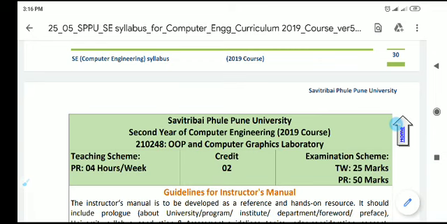Remember students, the OOP and computer graphics lab have 25 marks as term work and 50 marks for the practical exam.